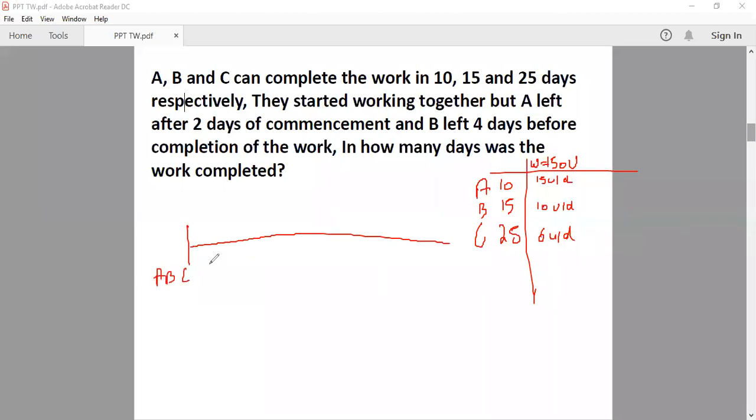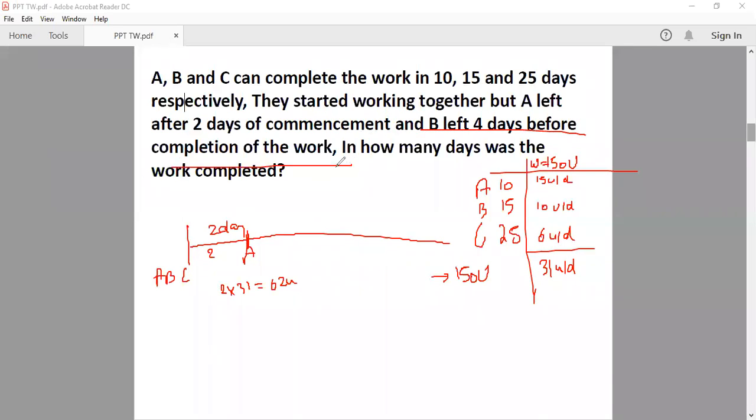Now they all started working together. A, B, C started working together, and A left after 2 days. So can I say for 2 days, when they work together, 15 plus 10, 25 plus 6, 31 units of work is done. So for the first 2 days, they together did 2 into 31, 62 units, and then A left. Take this in mind that the total work is 150 units. Also, it is given that B left 4 days before the completion of the work.